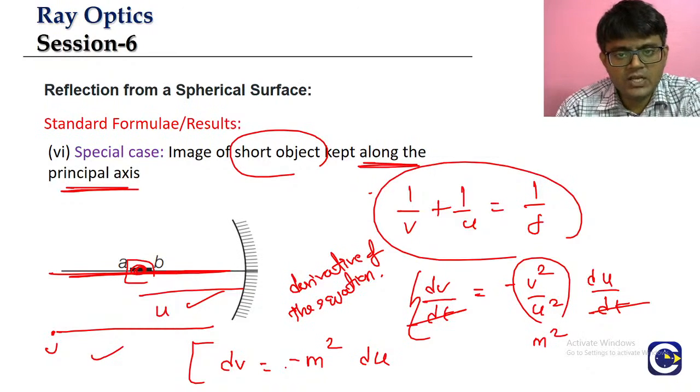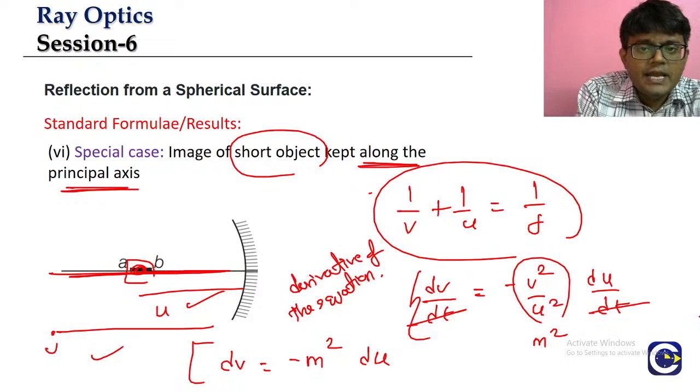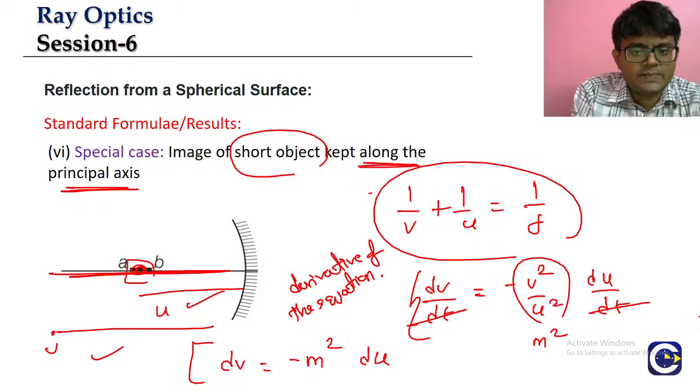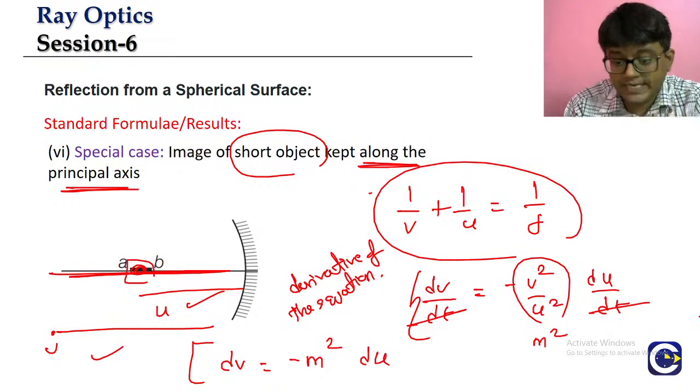So the differential change in the value of v is equal to what? Minus m square. Same formula. All that we are doing is taking the derivative with respect to time. So it will give us a differential change in the value of v. dv is equal to what? Minus m square into du.